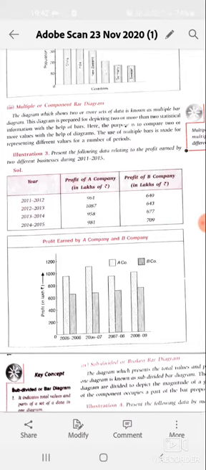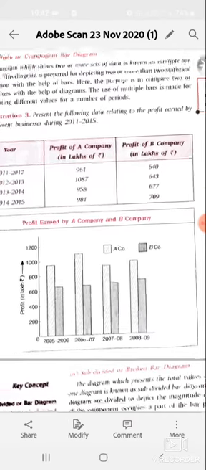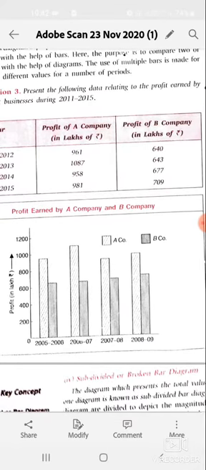The dotted line is A company, and the colored line is B company. You can see two lines above. Okay, now in 2005 and 6 you can compare easily. A company's profit was near about 961, 960, and the profit of B company was only 640, that is shown in this graph.